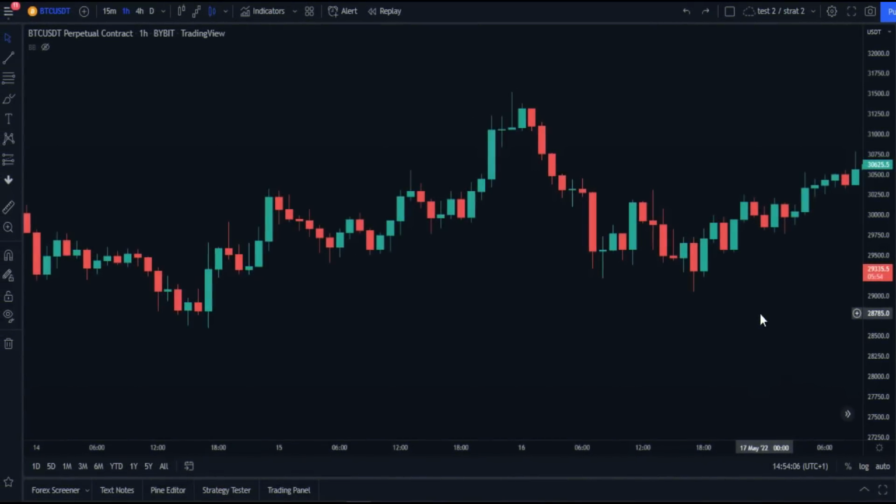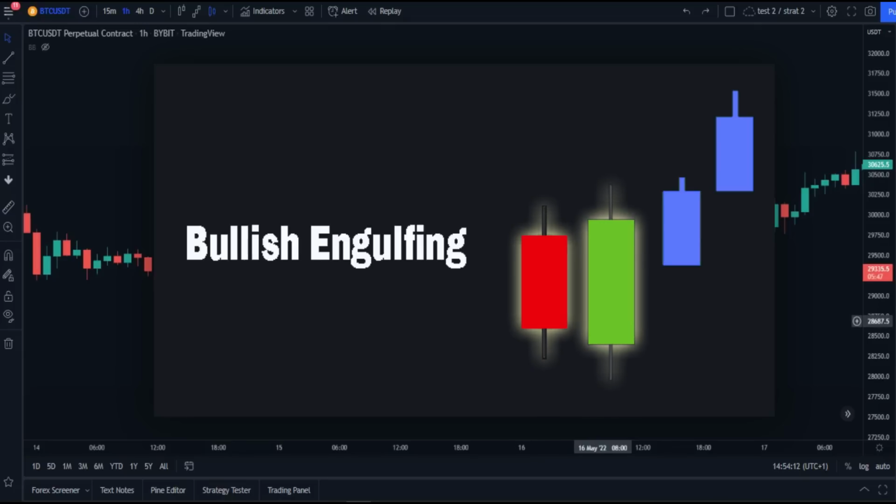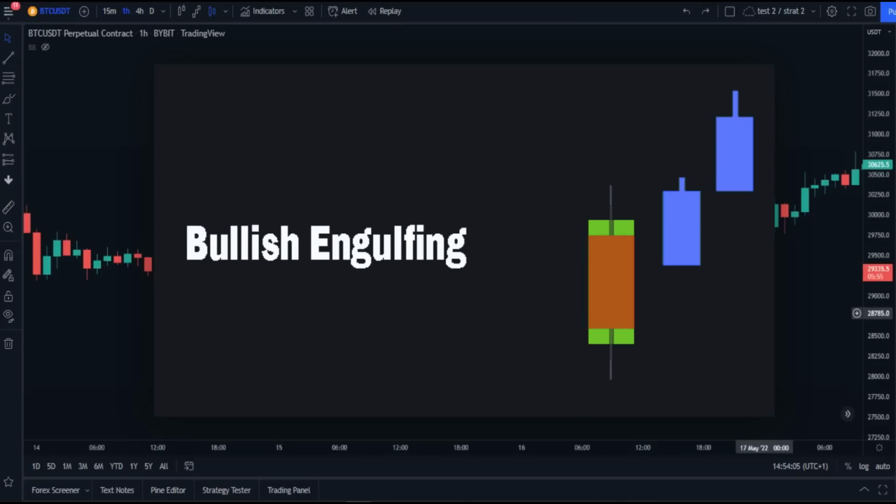Number 3. Bullish Engulfing pattern. This pattern consists of two candles. The first candle is red and the second candle is green, which in turn completely engulfs the body of the previous red candle. That is, if we move the red candle inside the green, it will be completely swallowed up.